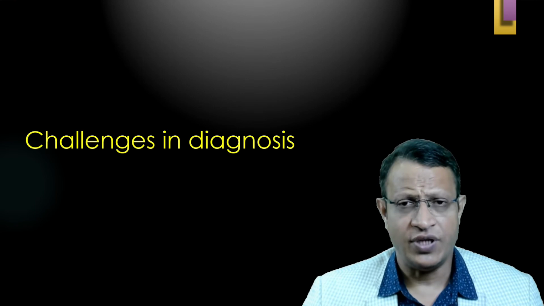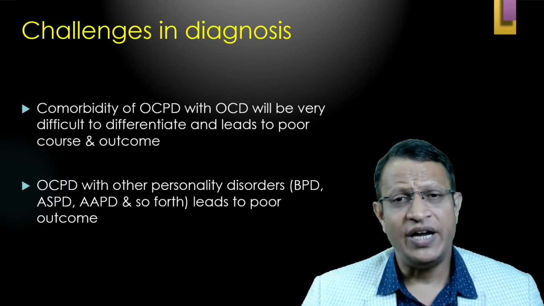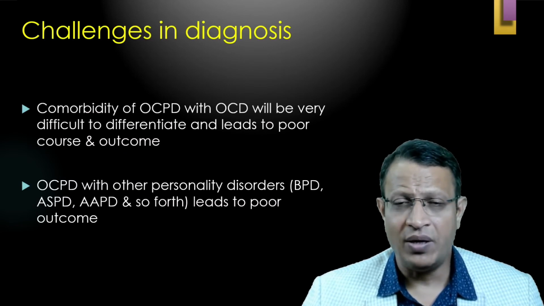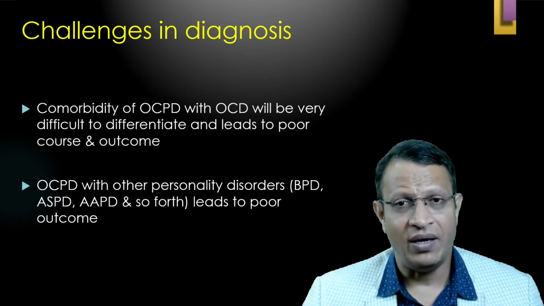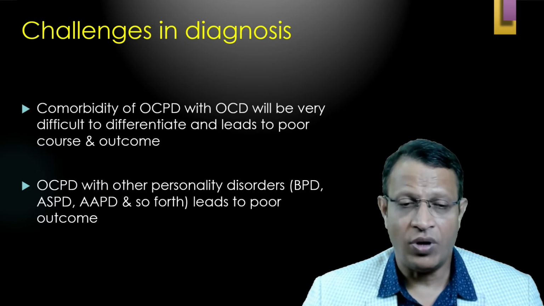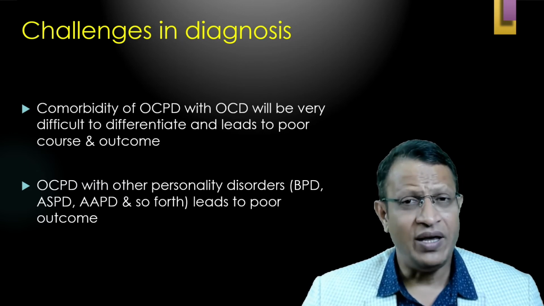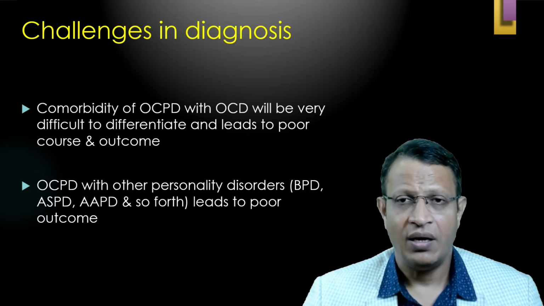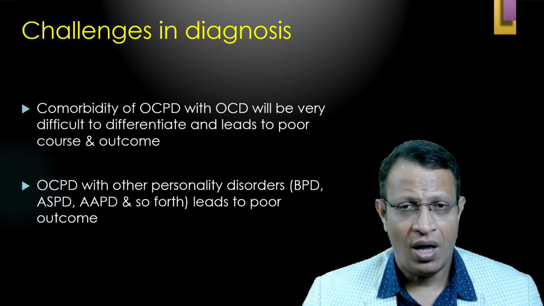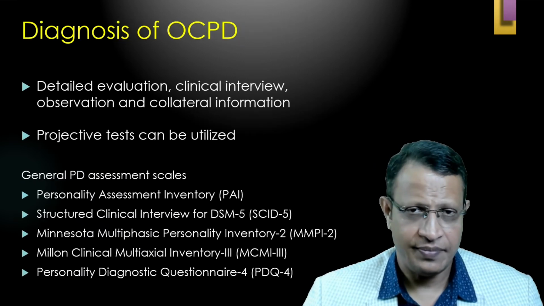Challenges in diagnosis of OCPD. Whenever OCD and OCPD are comorbidly present, it's very difficult to tease out between OCD and OCPD. The presence of OCPD in OCD causes poor outcome. OCPD with other personality disorders like ASPD, AAPD, and borderline personality disorder are again very difficult to treat.